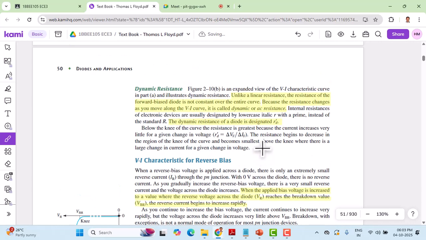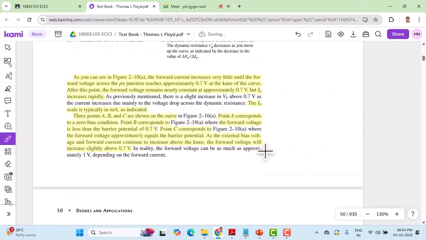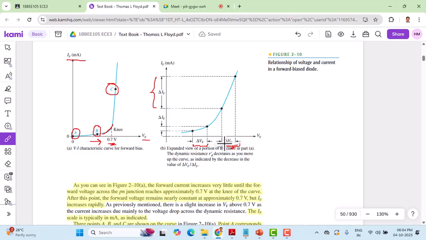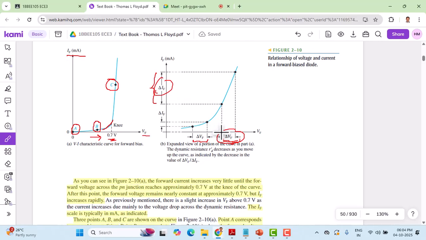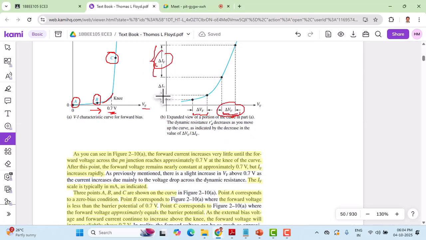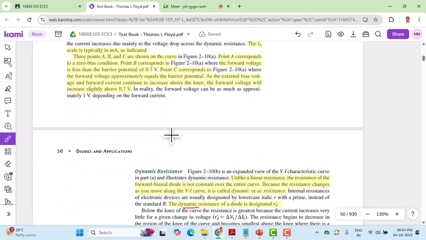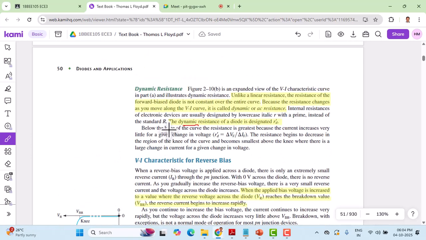There is a resistance which is important for students to understand in the forward direction. The resistance is the dynamic resistance, because in the forward bias, resistance is the ratio of delta VF by delta IF. If you take this ratio, that gives you the dynamic resistance. Since the voltage change is small and the current change is larger, the resistance value is going to be very, very small. Typically it is 100 to 200 ohm. That's going to be the dynamic resistance.